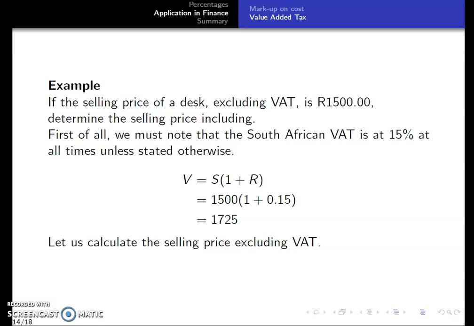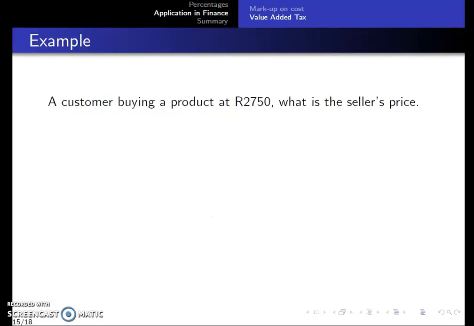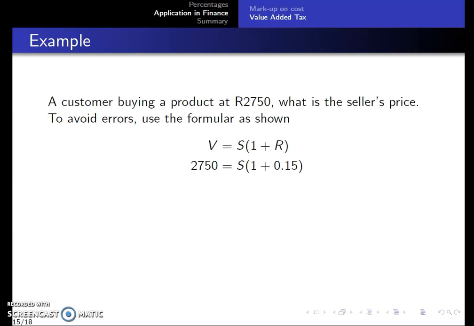Now, let's calculate the selling price excluding VAT. A customer buys a product at 2,750, what is the seller's price? Now, we always use this formula. You substitute, and then you'll notice that we do not subtract, so we use this formula instead, and then we get this price. This is the price before VAT is included.